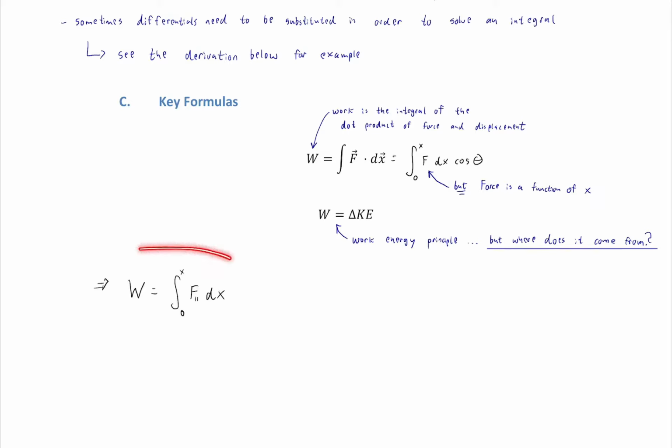We're going to start with the definition of work. I'm just going to rewrite this a bit. I'm going to rewrite the dot product as the component of f that is parallel to x. All I've done is say that f dx cosine theta is the same as f cosine theta dx. F cosine theta is just f parallel, because that's the parallel component, again because it's cosine. And then I'm evaluating it from 0 to x.